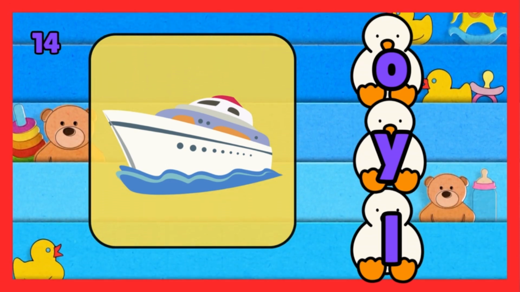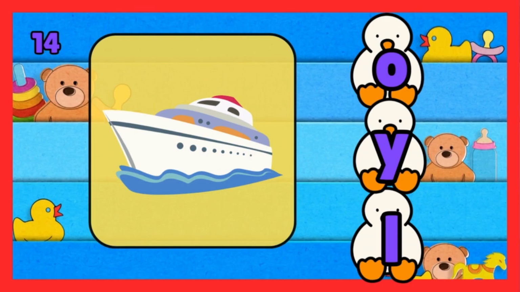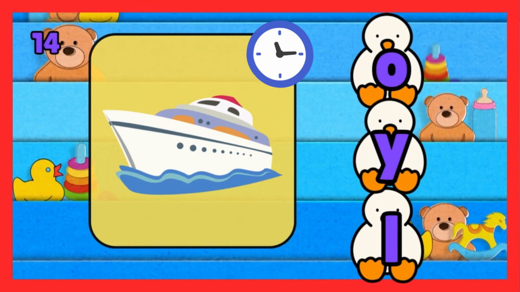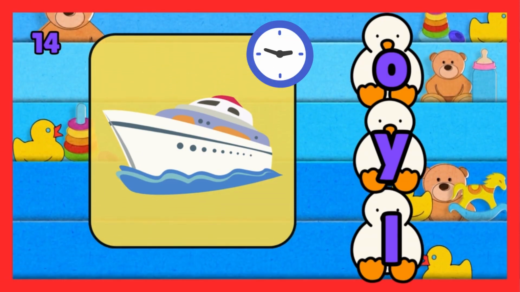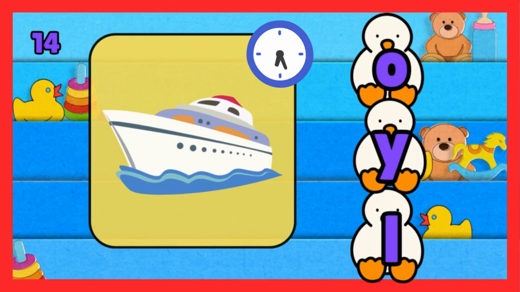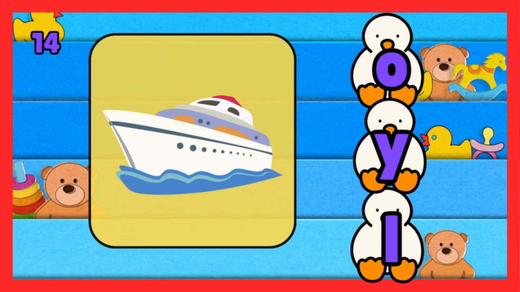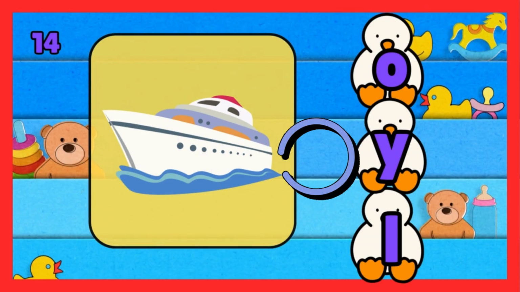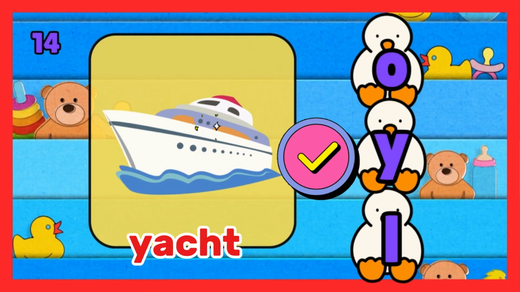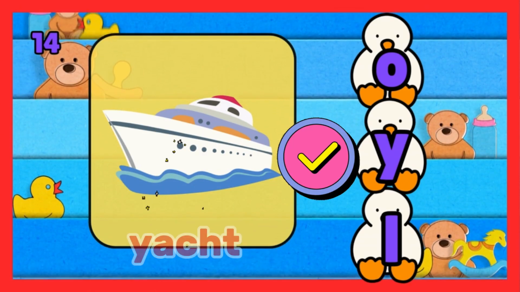What's the beginning letter of the word yacht? The beginning letter is Y. That's right. The word yacht begins with the letter Y.